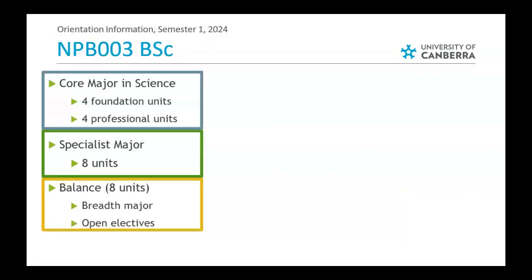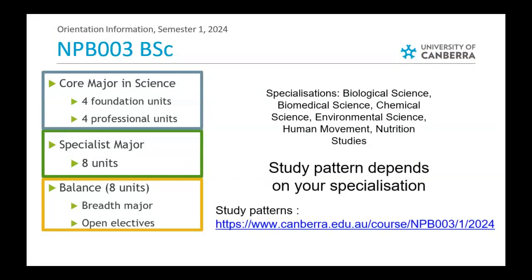Okay. NPB 003, your Bachelor of Science, where you get to choose your major. The structure is very similar, except it's a specialist major of 8 units that are specified depending on what major you want in the end. We're not putting up a study pattern for that one because it really depends on which of your specializations you choose: biological science, biomedical science, chemical science, environmental science, which you would have seen, human movement, and nutrition studies. You can go to the handbook to see those study patterns for whichever major you want to go into.